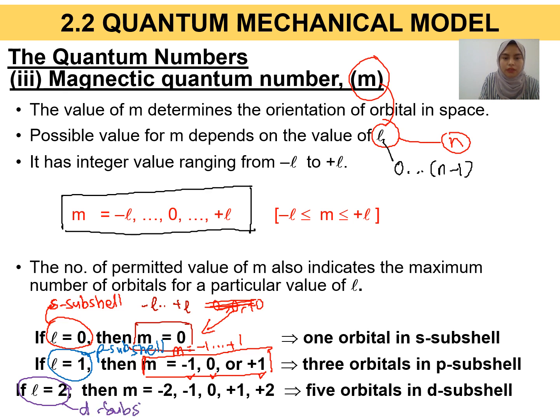D subshell, right? So how do we know how many orbitals are in the D subshell? You have to know what M is, where the possible M values will be from -2 until +2, which means you will have -2, -1, 0, +1 and +2. How many numbers are here? 1, 2, 3, 4, 5. That means you will have 5 orbitals in the D subshell.